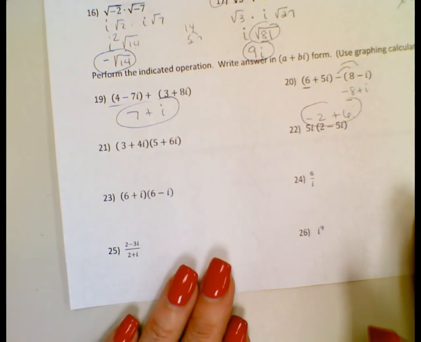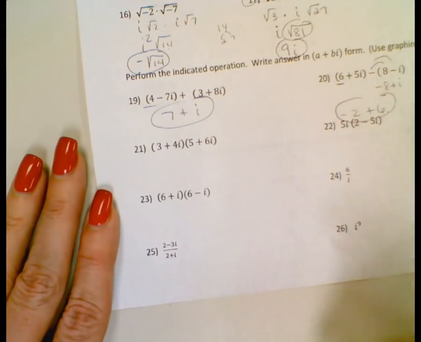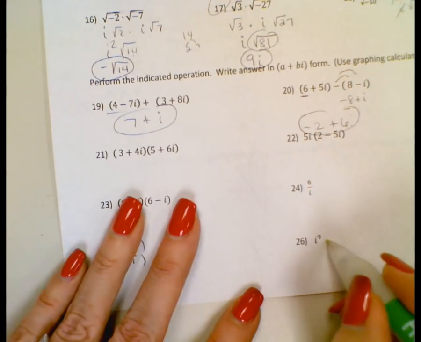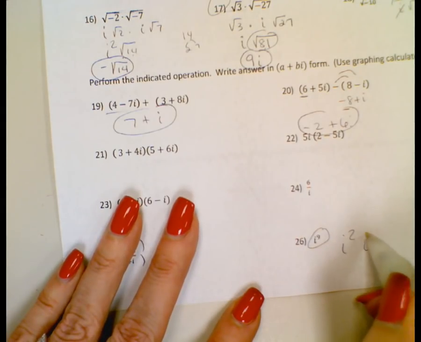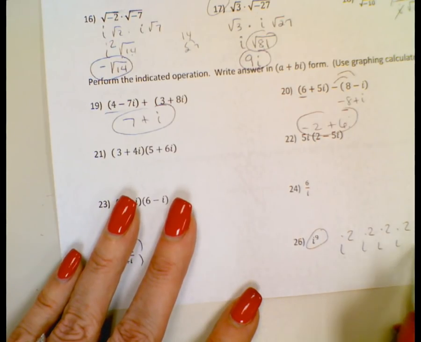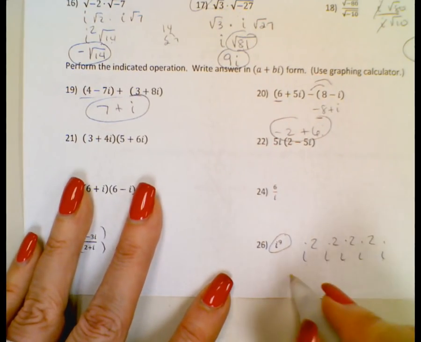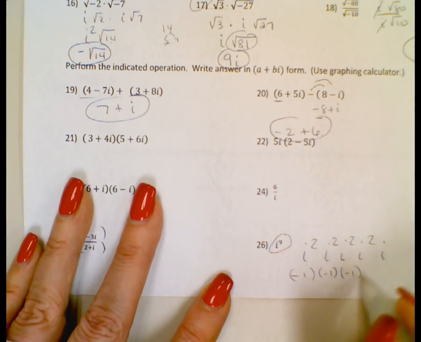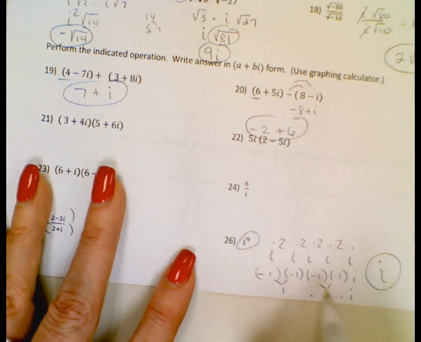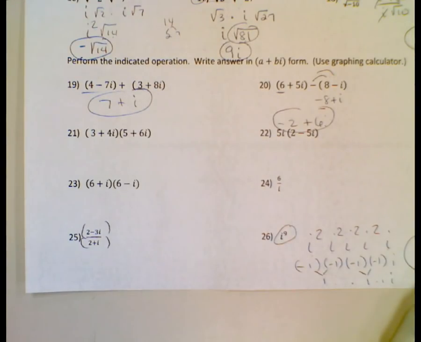The only one that I want to do for you, because the rest of these you can do on the calculator, is this one, number 25. Make sure you put parentheses around both of those. And on i to the 9th, sometimes it's best if you break these up into as many i squareds as you can. That's 2, 4, 6, 8, 9 i's. i squared is negative 1 times negative 1 times negative 1 times negative 1 times i. Negative 1 times negative 1 is 1. Negative 1 times negative 1 is 1. 1 times i. This answer should be i. Some of your calculators will get that for you. Some of them, you're going to have to do this. Do the rest of these on the calculator.